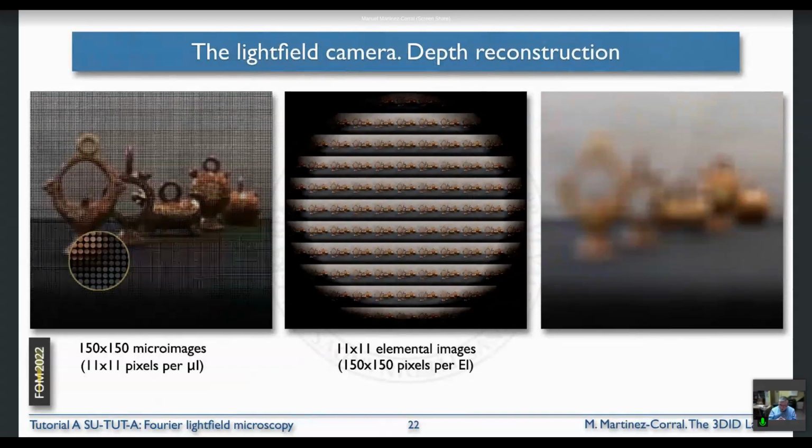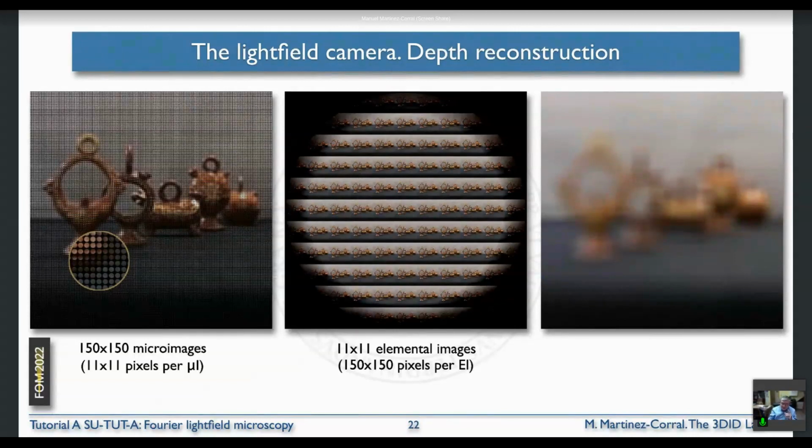Which is the main problem of the Lightfield camera? The main problem of the Lightfield camera is the poor parallax angle, because we are collecting rays with very poor angle. And this is not good, because we have very poor angular information, very poor perspective information. We cannot see the scene from large perspectives, only very narrow perspectives.